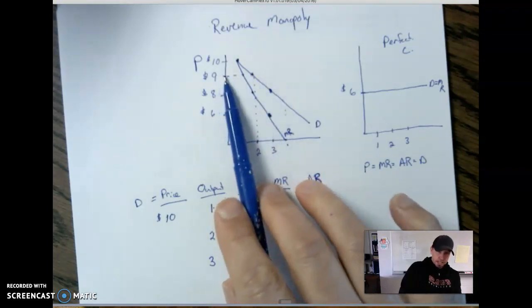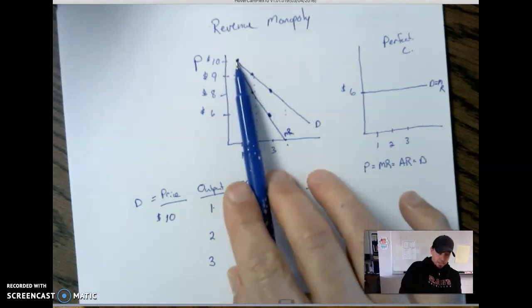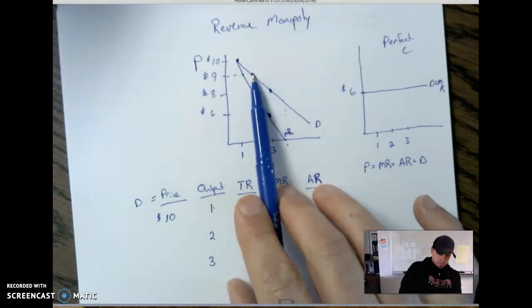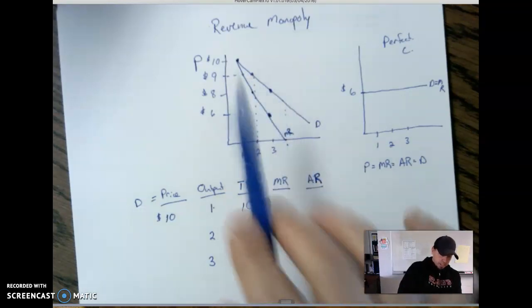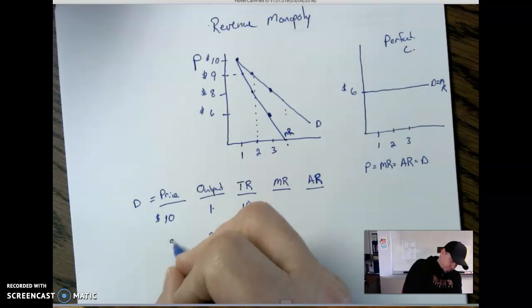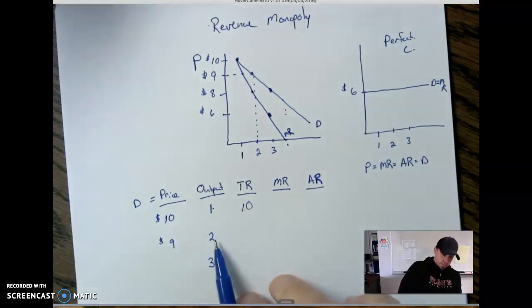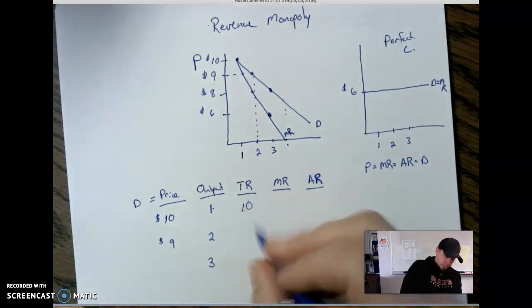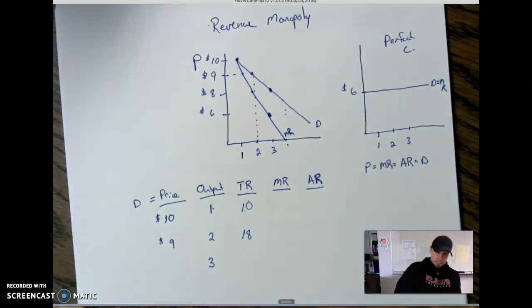So I'm losing $1 of revenue that I would have had on my first unit if I only sold one. But I'm selling two, so I'm lowering them both. So now I have a price of 9, and at that price I can sell 2. So 2 times 9, my total revenue is 18. Now here's where we can start to see what is taking place.